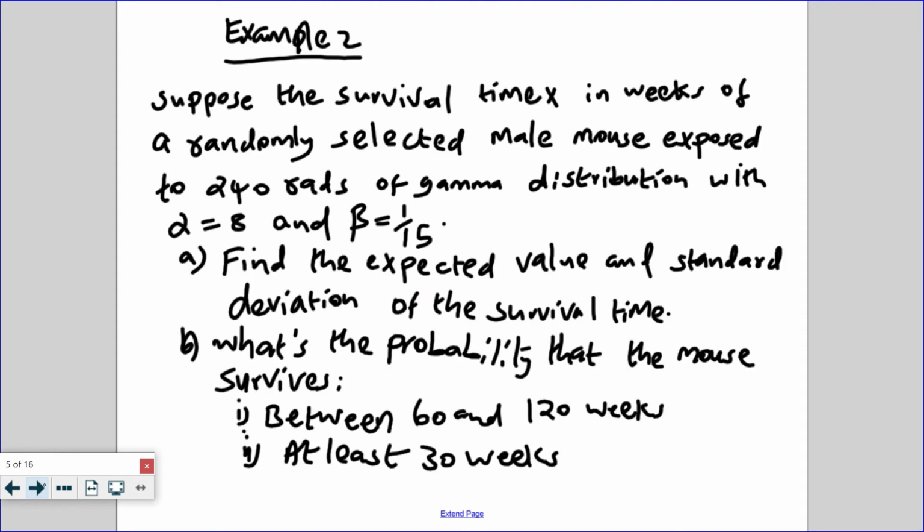So let us take the other example, example 2, the last one, for you to fully understand what we mean when we talk about gamma distribution. Suppose the survival time x in weeks of a randomly selected male mouse exposed to 240 rads has a gamma distribution with alpha equals 8 and beta is 1 out of 15. The first part of the question: find the expected value and the standard deviation of the survival time. Part B: what is the probability that the mouse survives between 60 and 120 weeks, and then at least 30 weeks.